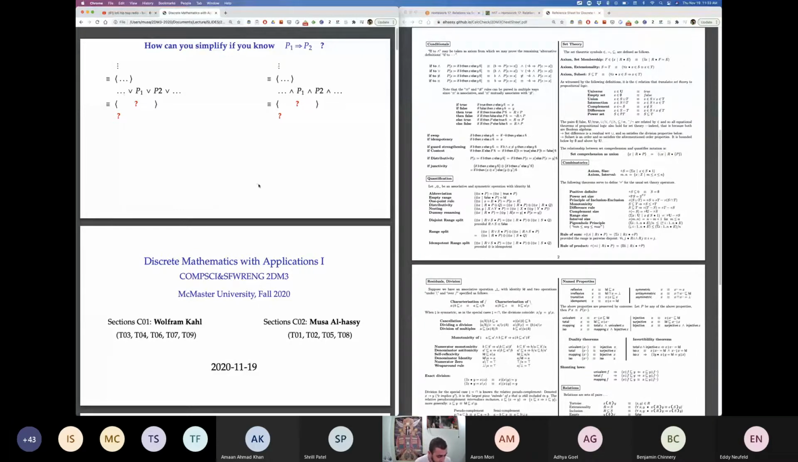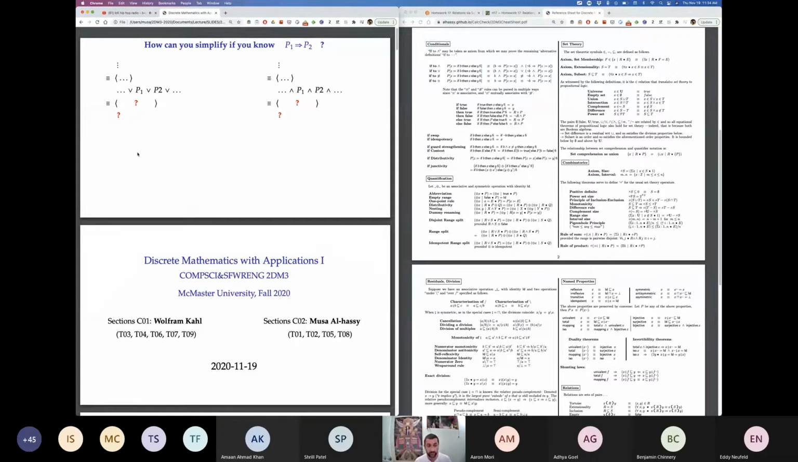Will sequences be there in midterm 5? I recommend you look at assignment 4, and assignment 4 will answer your question. So please look at assignment 4 before midterm 5 on Tuesday. I highly recommend that.